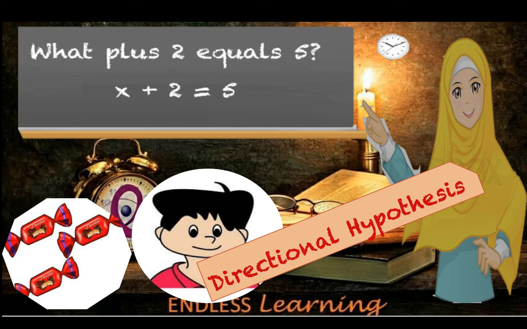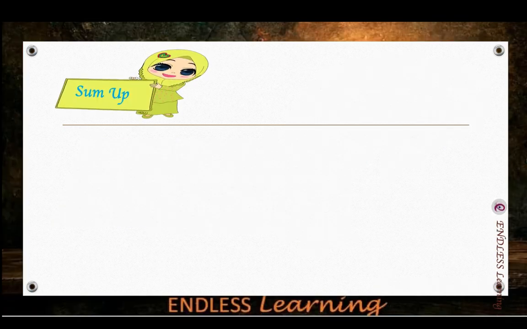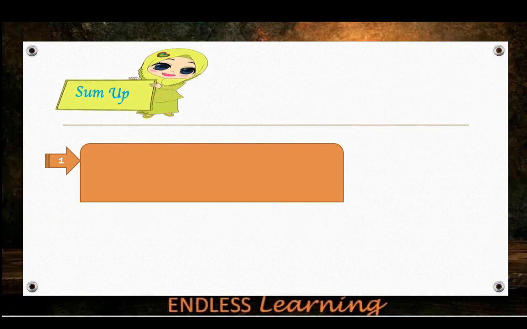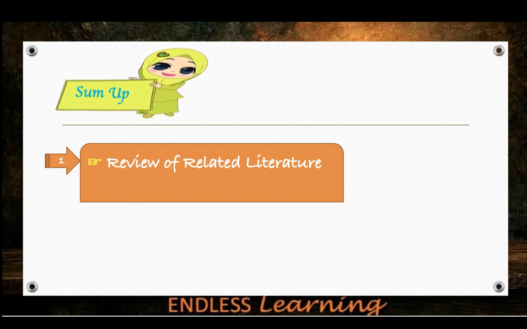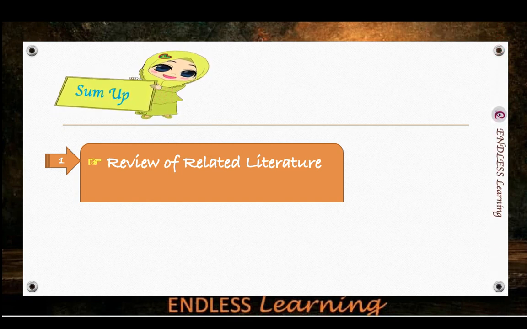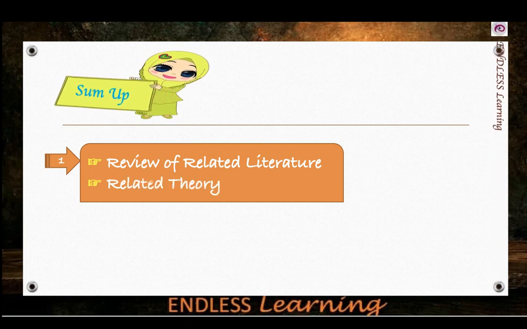I have discussed here the two. Let us sum up what we have discussed in this lecture today. Firstly, there are two bases for the formulation of the hypothesis. First is the review of related literature, and in this case I told you the difference between the review of literature and the review of related literature. Second, we discussed the related theory as a base.